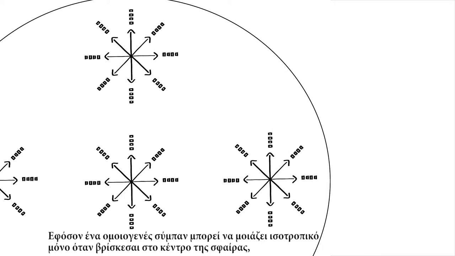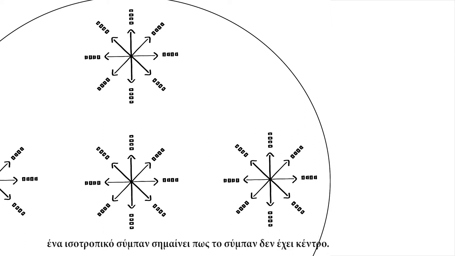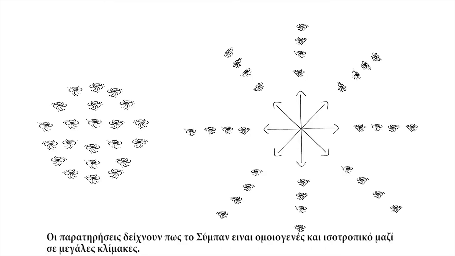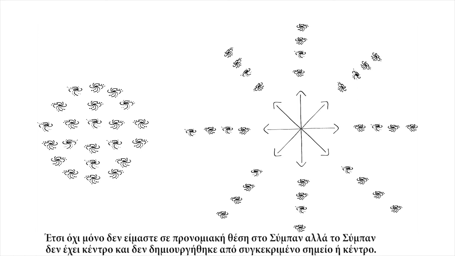Since a homogeneous universe can look isotropic only if you are at the center of the sphere, an isotropic universe means that the universe does not have a center. Observations show that the universe is both homogeneous and isotropic on large scales. So not only are we not in a special place in the universe, but the universe does not have a center and was not created from a specific point or a center.